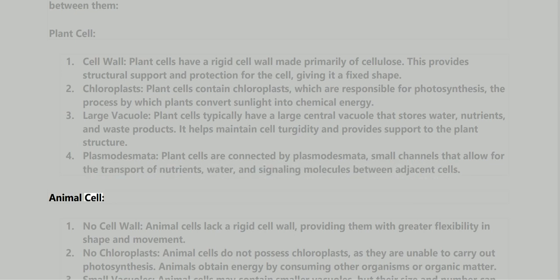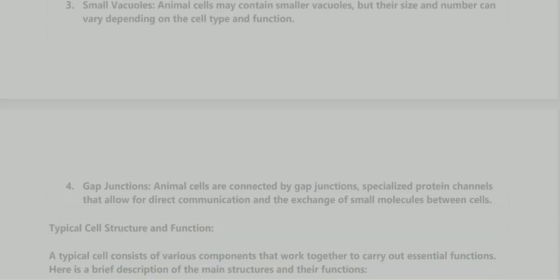Animal cell. 1. No cell wall. Animal cells lack a rigid cell wall, providing them with greater flexibility in shape and movement. 2. No chloroplasts. Animal cells do not possess chloroplasts, as they are unable to carry out photosynthesis. Animals obtain energy by consuming other organisms or organic matter. 3. Small vacuoles. Animal cells may contain smaller vacuoles, but their size and number can vary depending on the cell type and function. 4. Gap junctions. Animal cells are connected by gap junctions, specialized protein channels that allow for direct communication and the exchange of small molecules between cells.